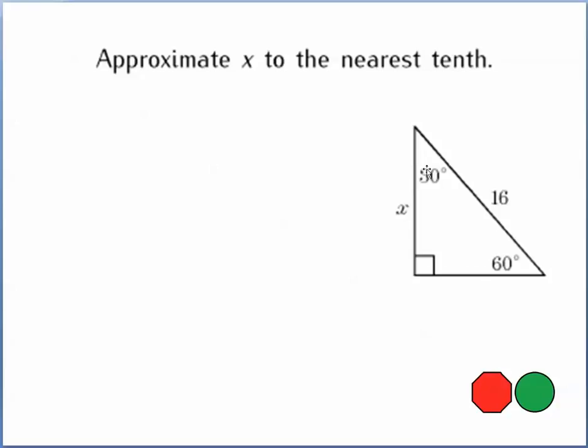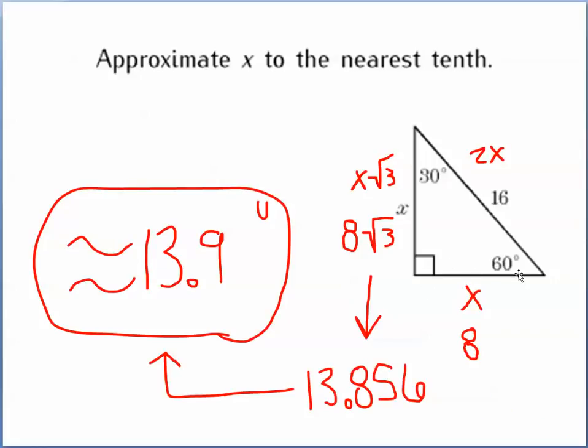Well, if this is a 30, 60, 90 triangle, we know that the side opposite the 30 is a length of x, and the hypotenuse is the length of 2x. And the side opposite the 60 degrees is x square root 3. So if the hypotenuse is 16, then this length right here is 8, and this length right here is 8 times the square root of 3, which becomes 13.856, correct to 3 decimal places. But the question says to the nearest tenth, and the nearest tenth is 13.9 units. So it is 13.9 units long.